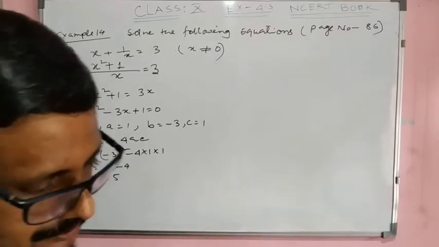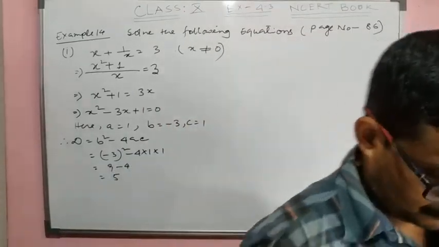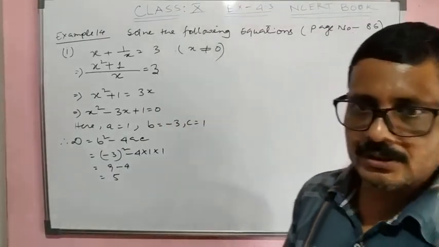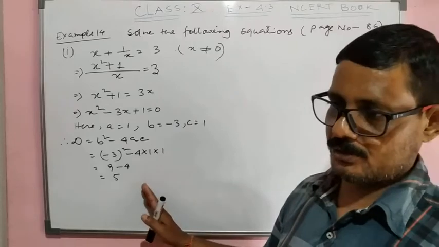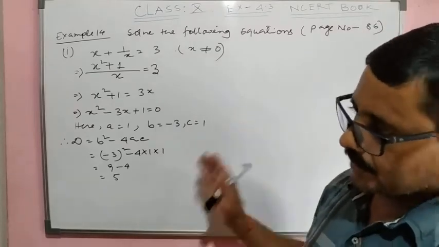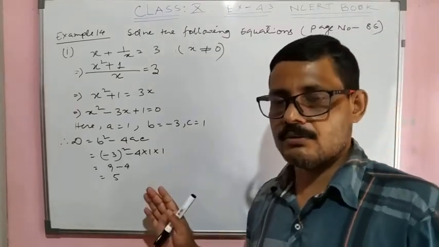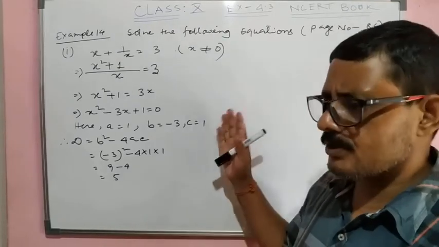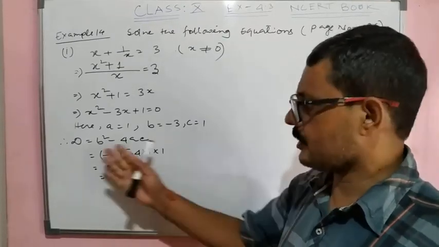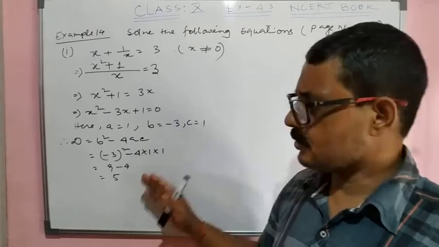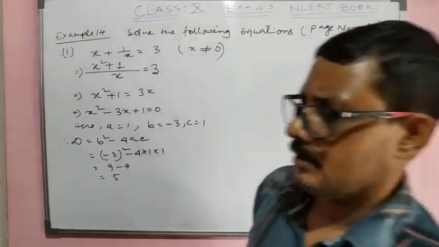5 is not a perfect square. So as 5 is not a perfect square, we should not try the factorization method. We should go for either the complete square method or the quadratic formula. So better we will use the quadratic formula because already we have got D. So let us apply now the quadratic formula.